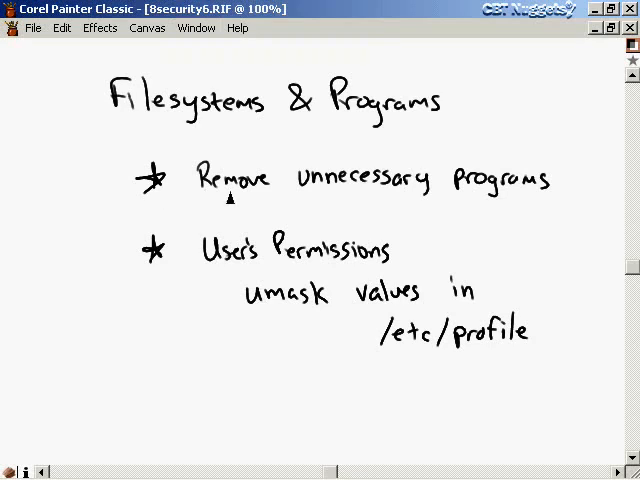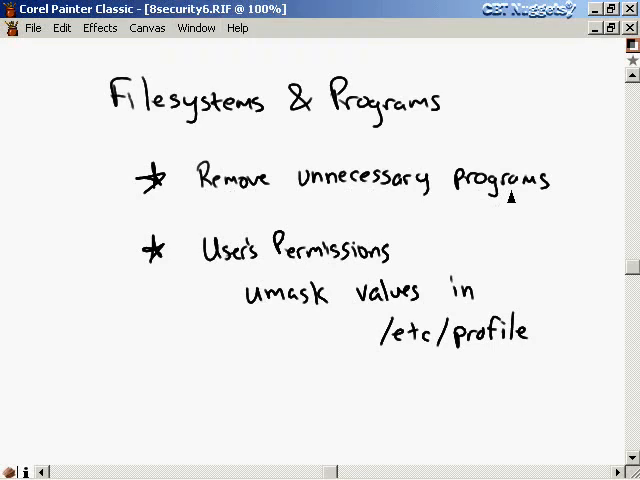In terms of security of file systems and programs, the things that you can do as a system administrator, one is remove unnecessary programs. If there's some program on your system that's sitting there that's executable by everybody, but you don't know what it is, it's not part of the regular installation, nobody seems to take responsibility for it, things like that, then you should definitely get rid of that program.